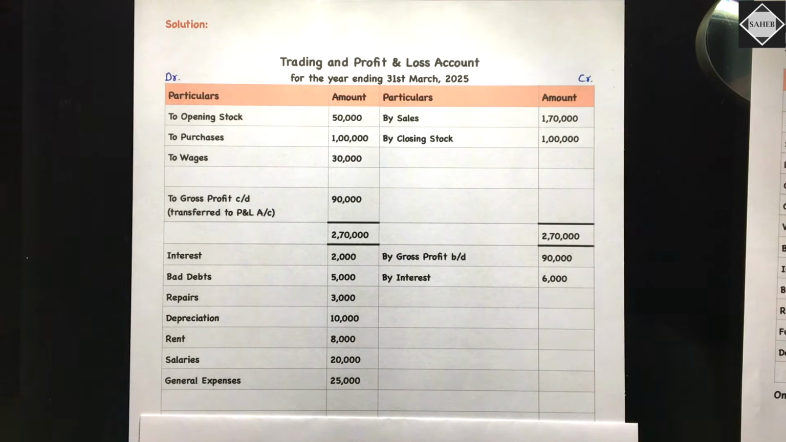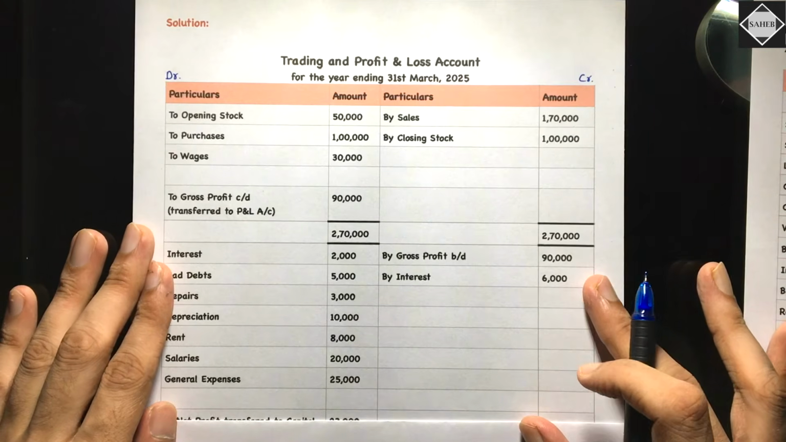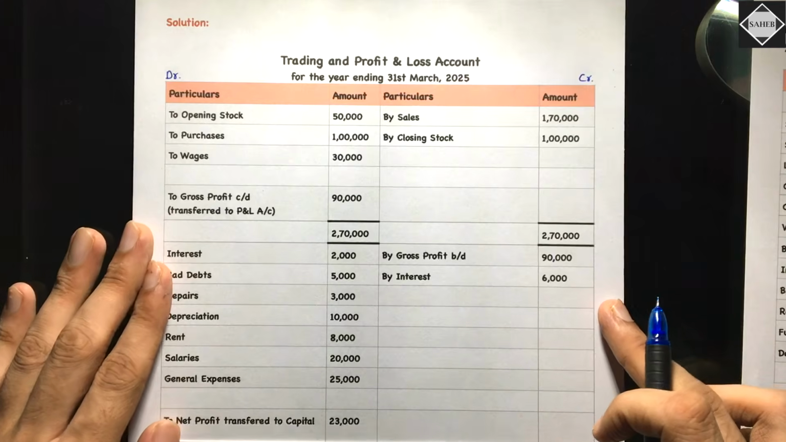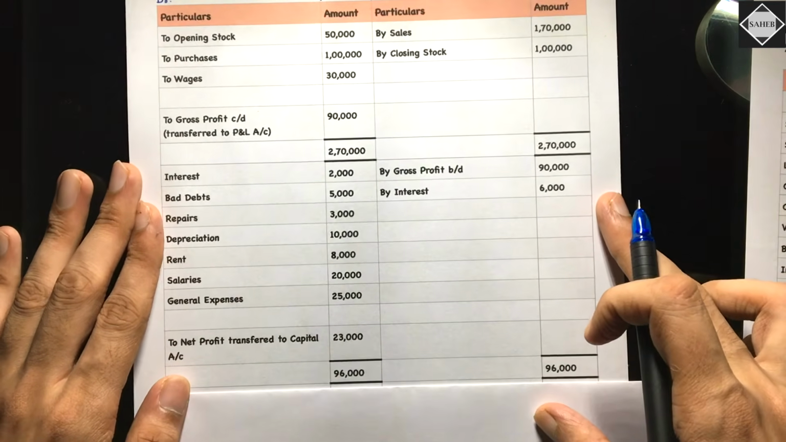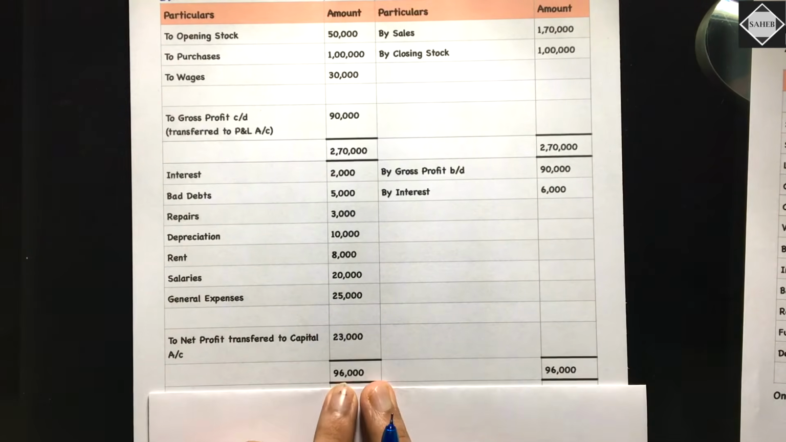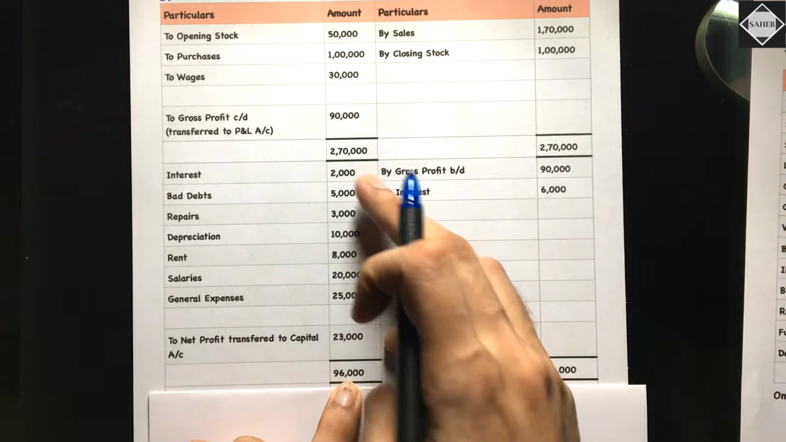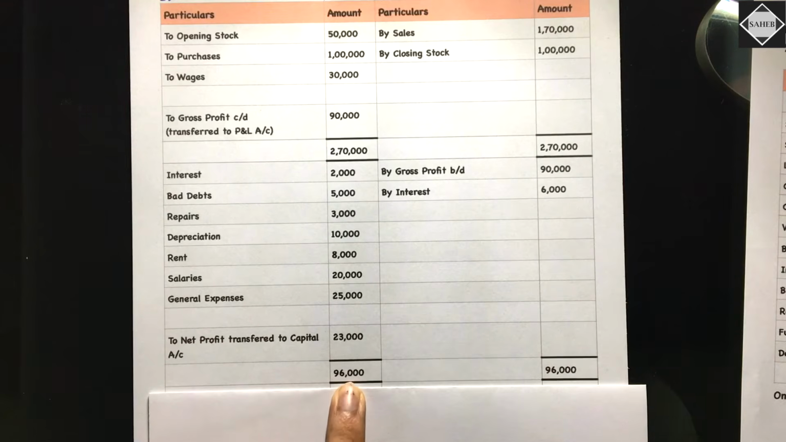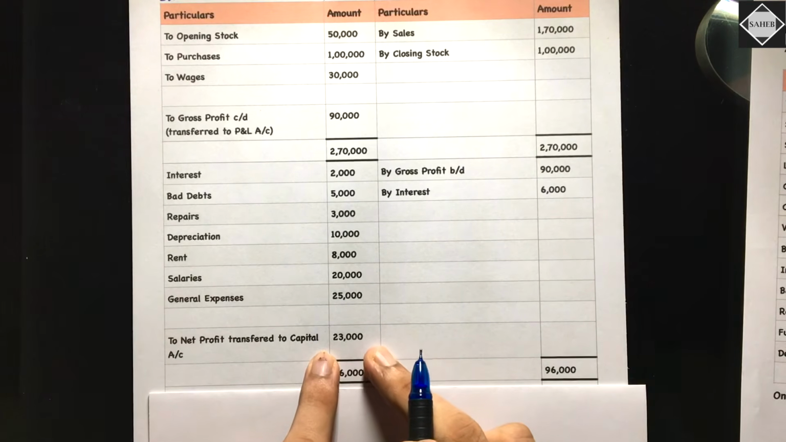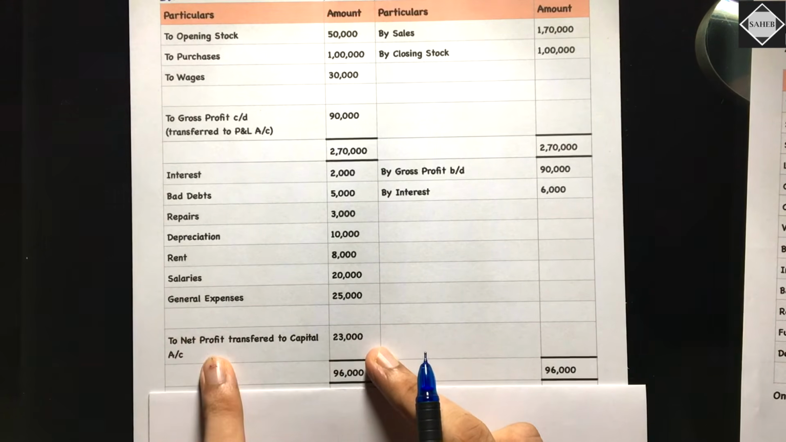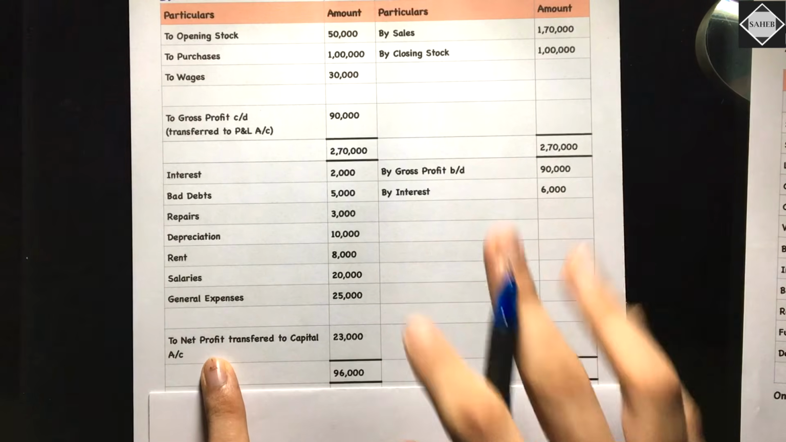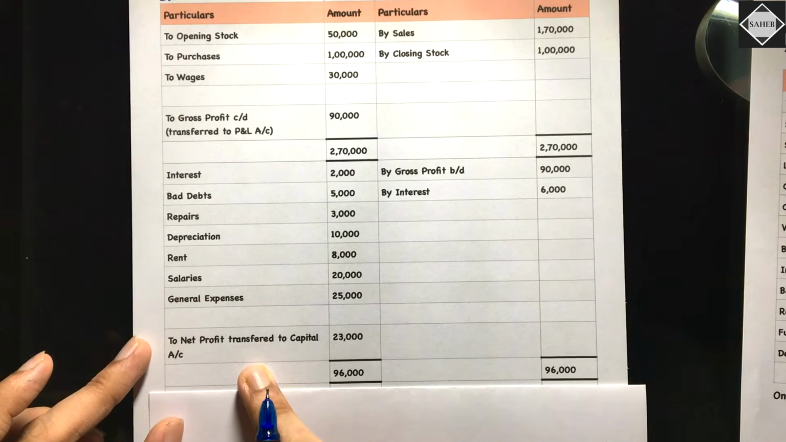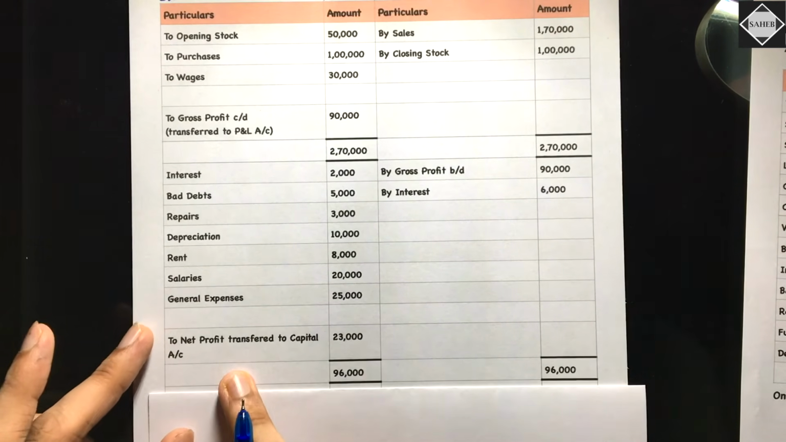Now you have to balance this account as well. So 90 plus 6, this side is bigger than that. So 96,000 on both the sides. Then you have to go on subtracting. 96,000 minus 2,000 minus 5,000 minus 3,000 minus 10,000 minus 8,000 minus 20,000 minus 25,000. That's equal to 23,000. This is called net profit. Your incomes are more than your expenses. So you have a case of net profit. Overall in the business, this much profit you have made.